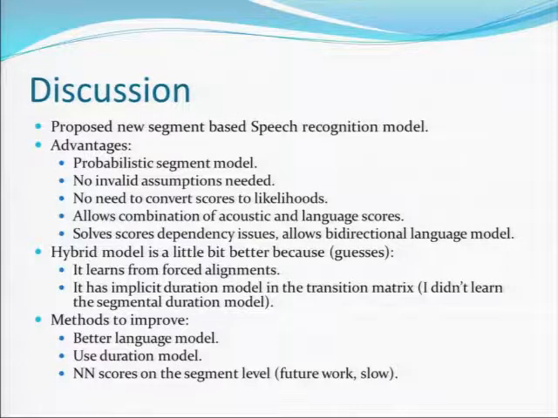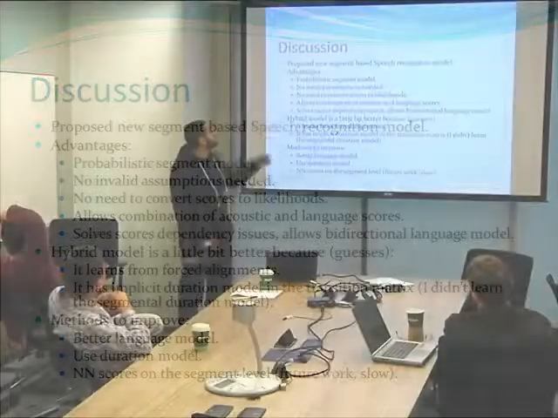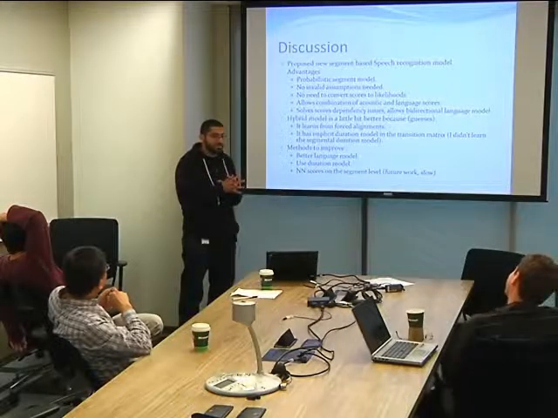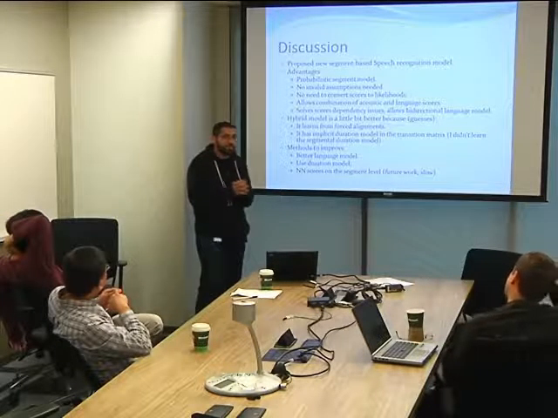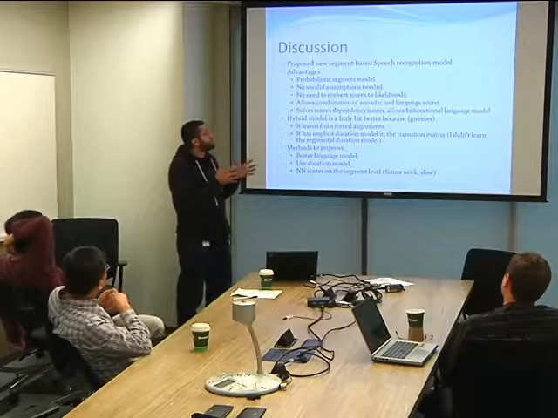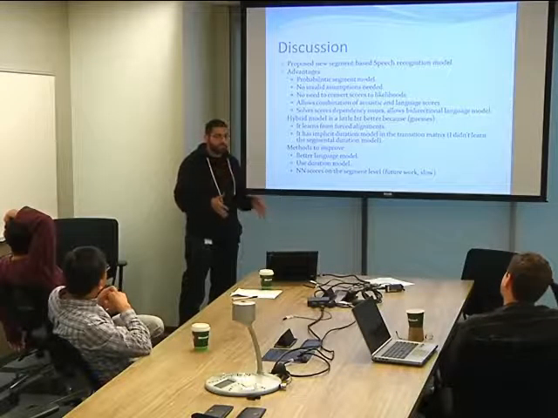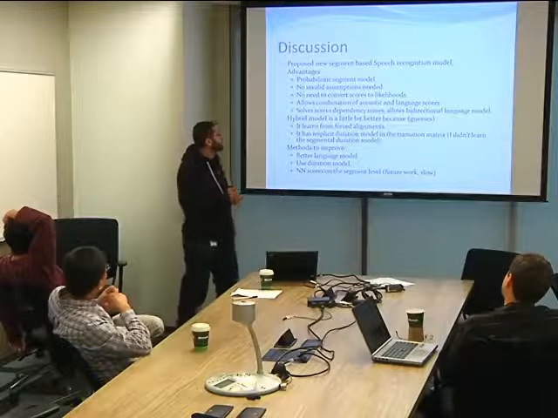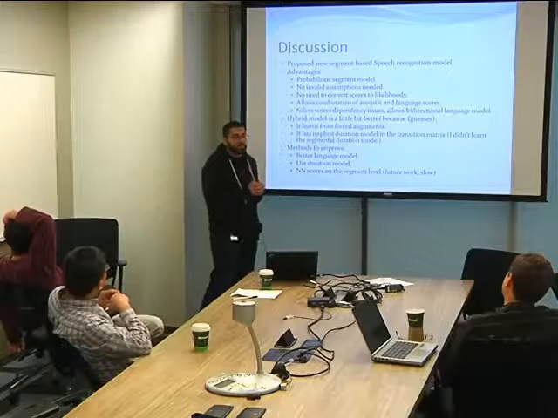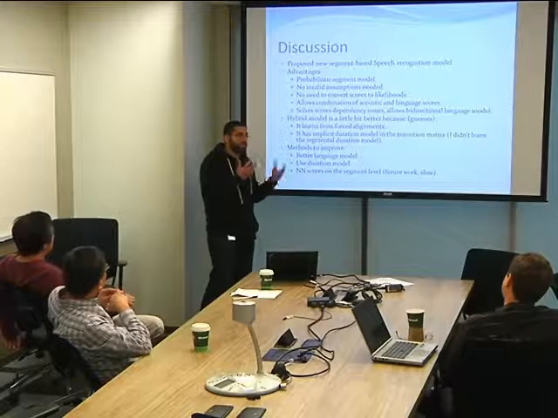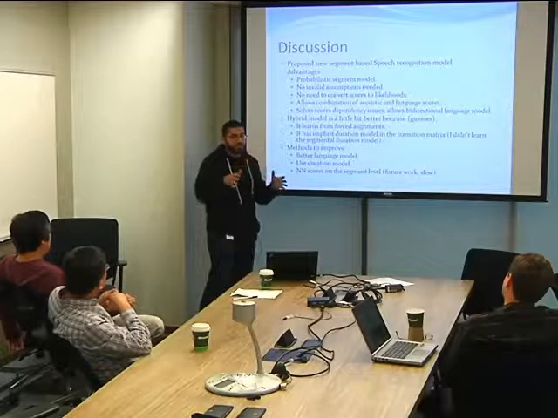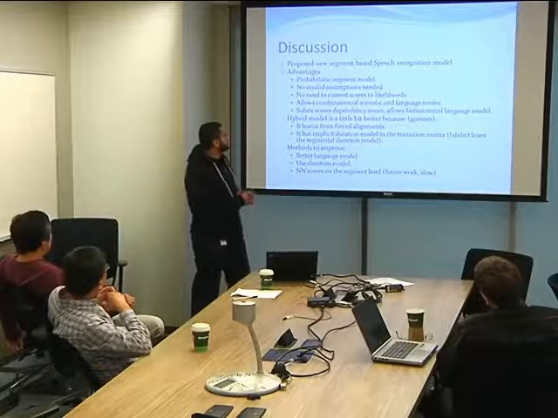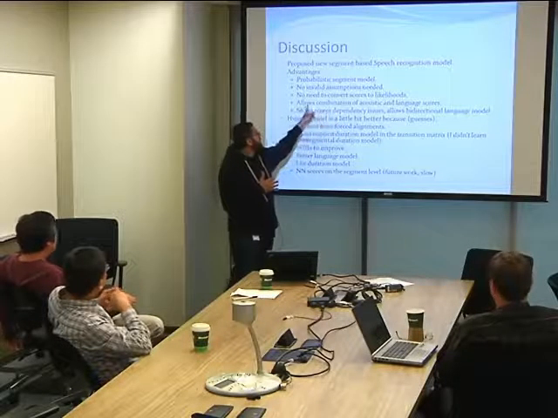So that's it. Just a summary, the proposed new segment-based speech recognition model. Maybe it is not completely new. It's very similar to the CRF. But here the model is more suitable for the neural network, so the advantage is that it is a probabilistic segment model. I don't put any invalid assumptions other than the power of the language model and the duration model scores. And there's no need to convert the neural network scores back to likelihoods.